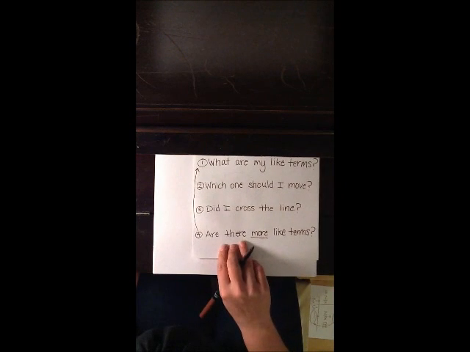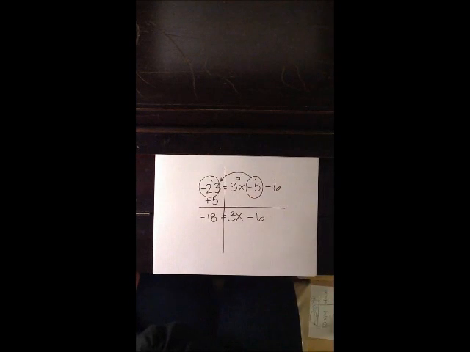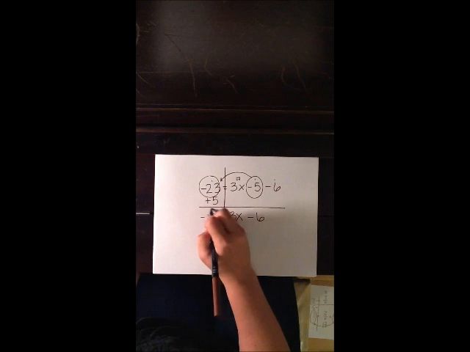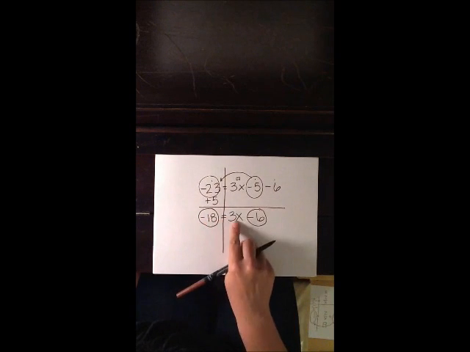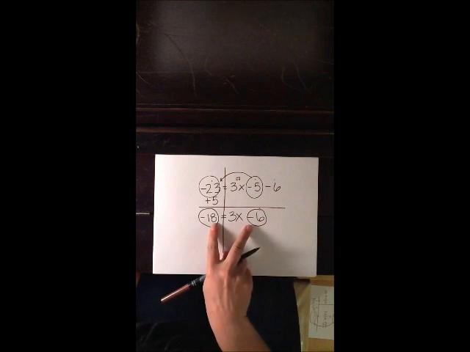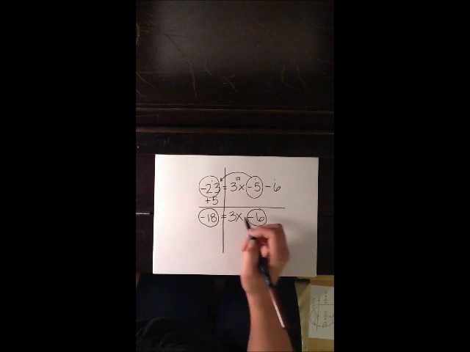Which brings me to question number 4. Are there more like terms? And yes, there are, so I'm going to go right back to the very beginning of my questions and say, what are my like terms? In this case, negative 18 and negative 6. Cherries, boxes, cherries. So I'm going to combine these 2. Question number 2 is, which one should I move? I should move the minus 6.